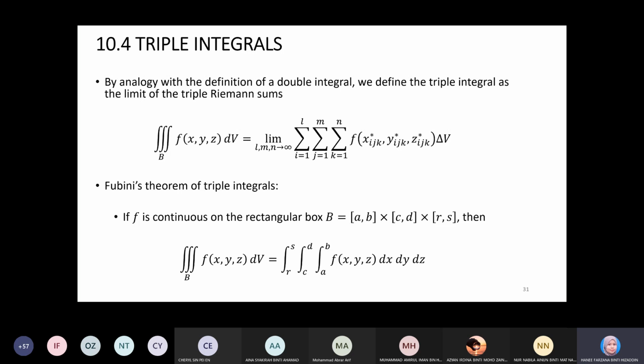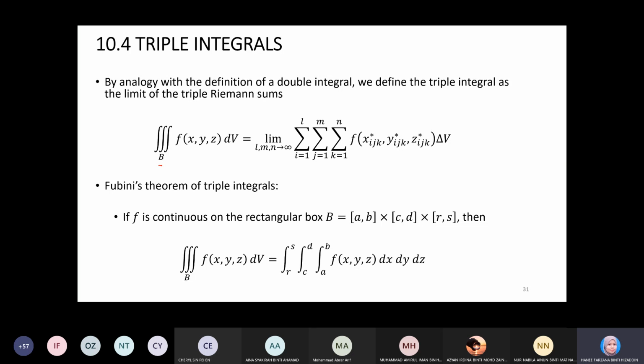By analogy with the definition of a double integral, you can define the triple integral as the limit of the triple Riemann sum. From the limit notation, you can convert it into the analytical integration notation. So just integrate over the box B the function of x, y, and z, dV, where dV is dx dy dz.